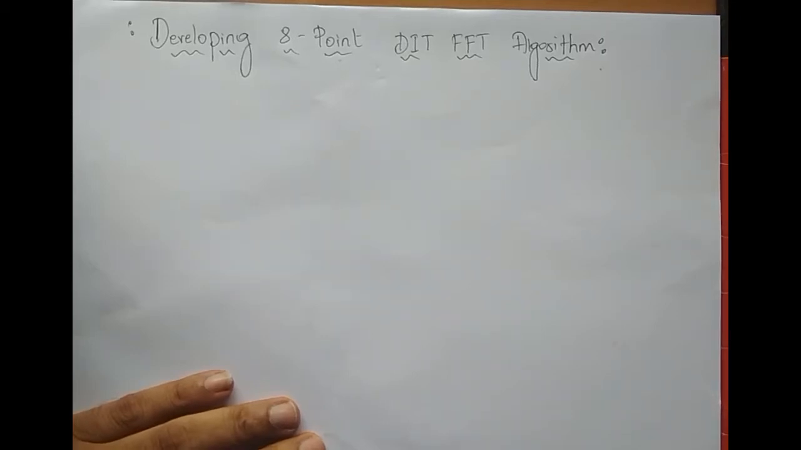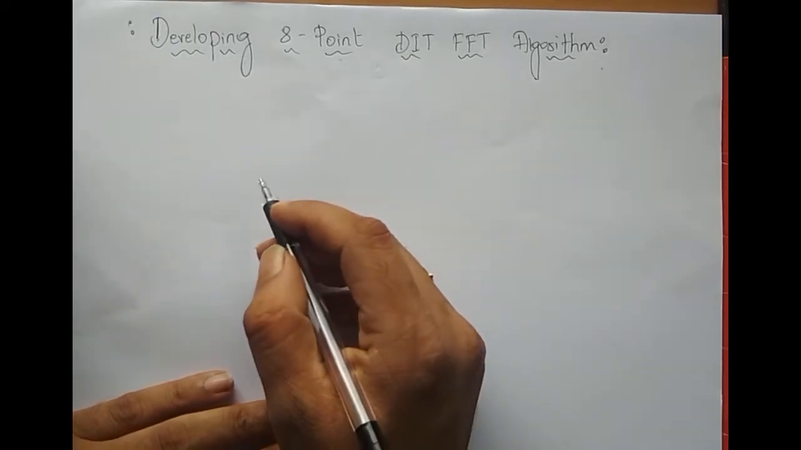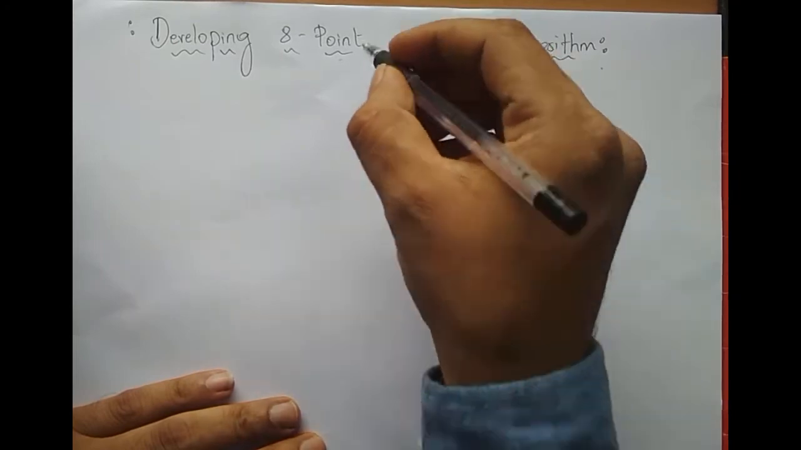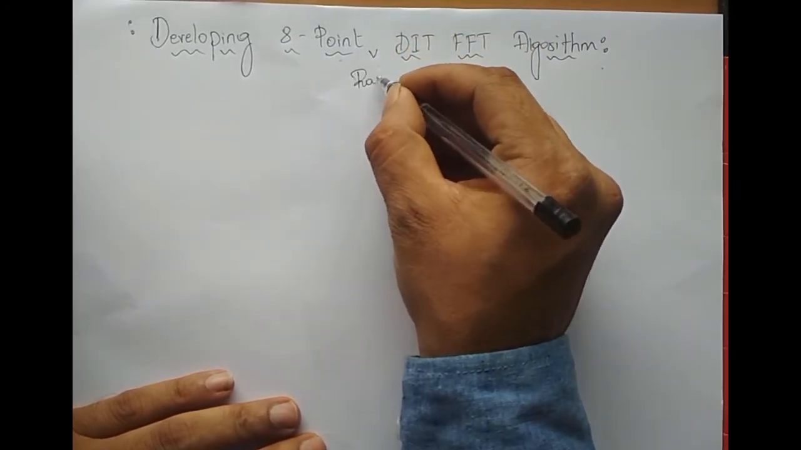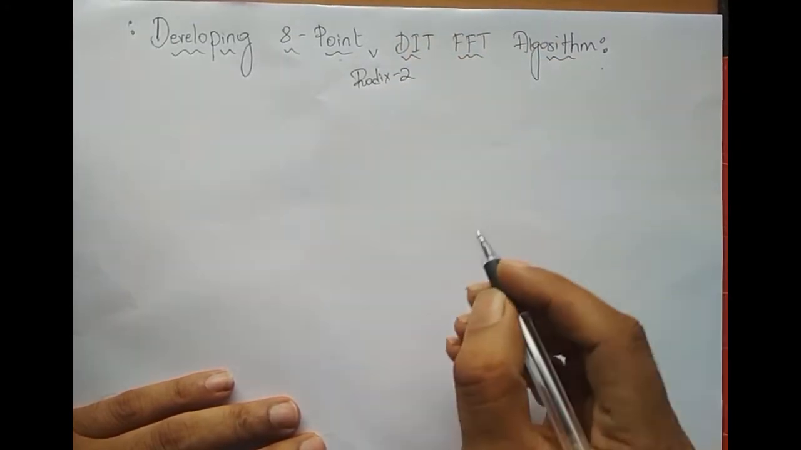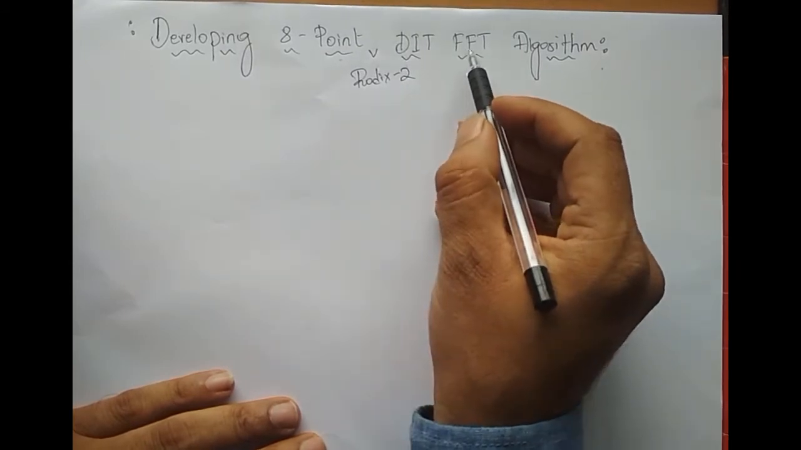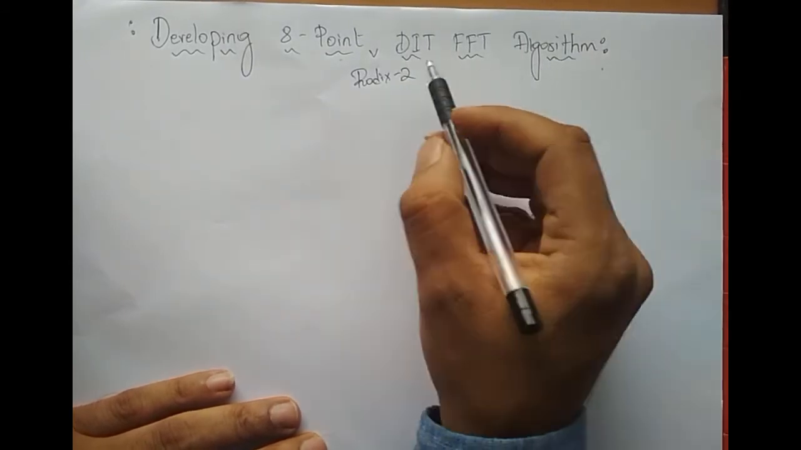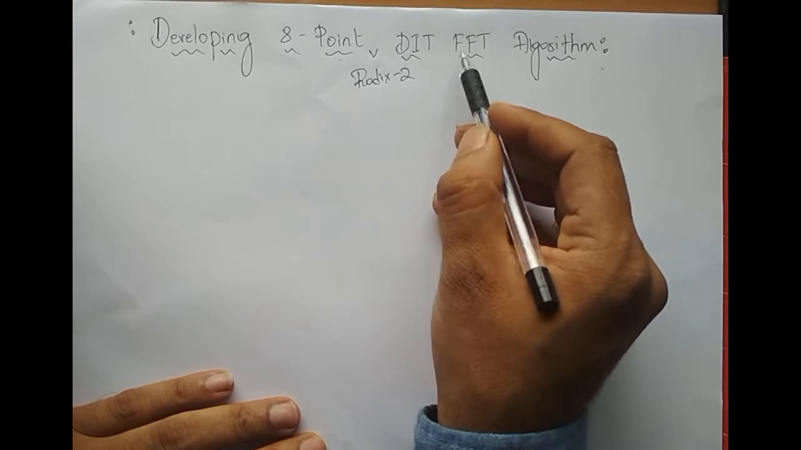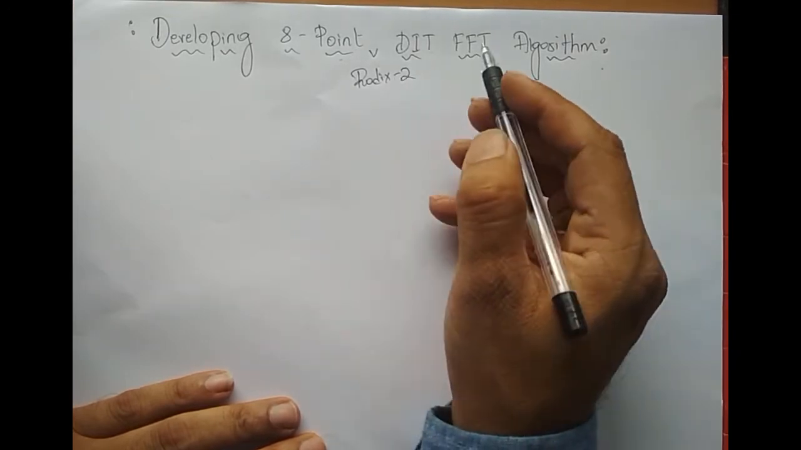Hey guys, in this lecture we will try to develop the 8-point radix 2 decimation in time fast Fourier transform algorithm. So DIT stands for decimation in time and FFT stands for fast Fourier transform.